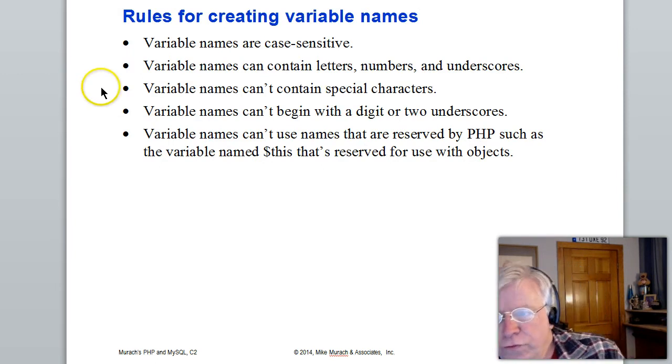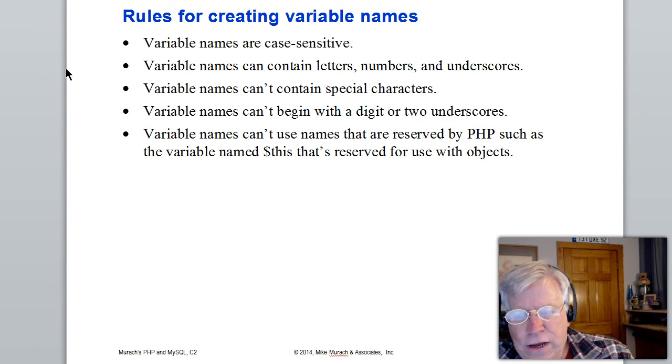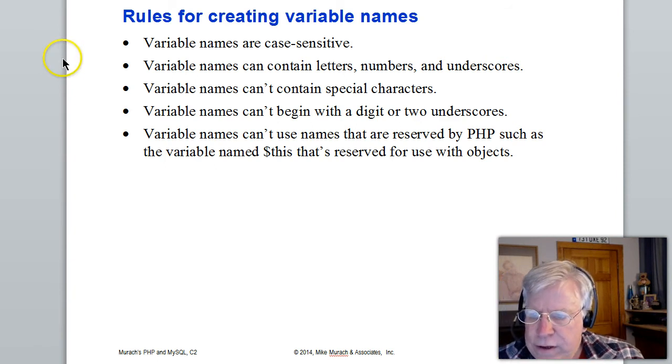Okay, how about some rules for variable names? Variable names are case sensitive. Variable names can contain letters, numbers, and underscores. They cannot contain special characters. Variable names cannot begin with a digit or 2 underscores.